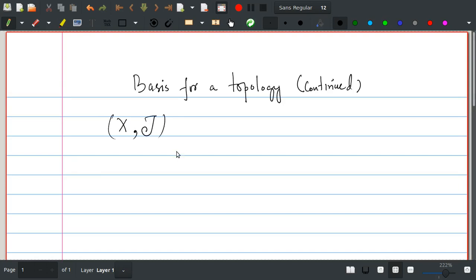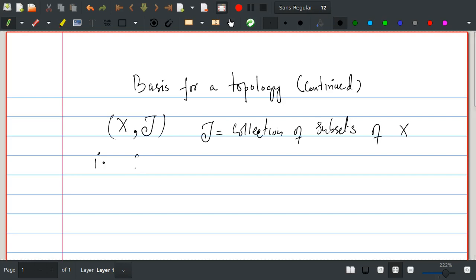If this T is the collection of subsets of X, where each subset of this T is called an open set of X. So this is called the topology on X if it satisfies the following three conditions. The first condition was that this T consists of both sets, i.e. the empty set and the X itself. So these two elements must belong to this collection. So this was the first condition.